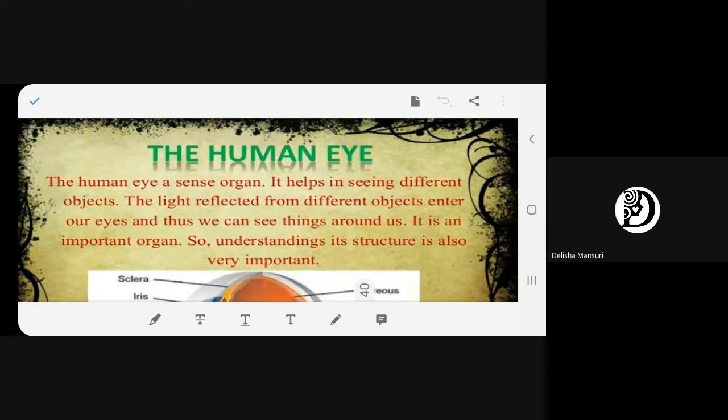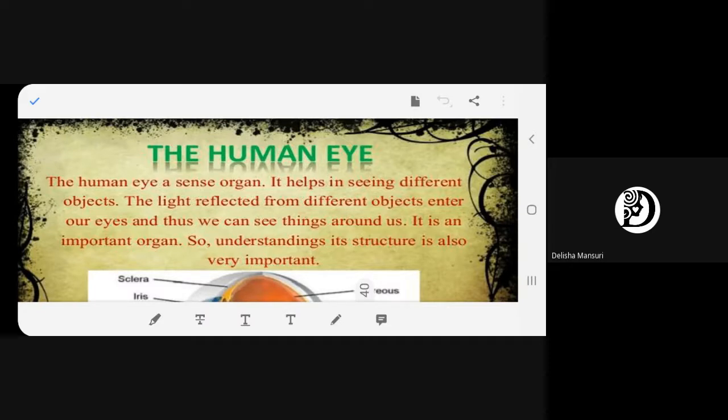The human eye. The human eye, a sense organ, helps in seeing different objects. The light reflected from different objects enters our eyes and thus we can see things around us. It is an important organ, so understanding its structure is also very important.